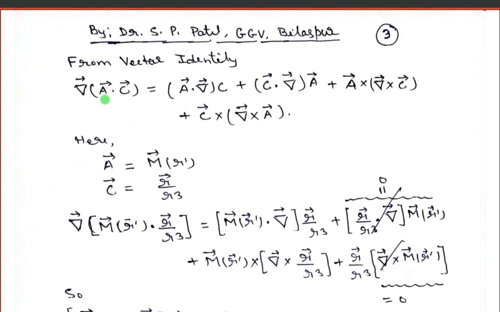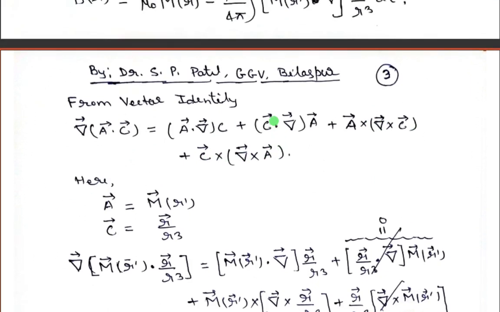we have two vectors, A dot c. A dot c means we have a scalar here, and if we take the gradient of this scalar, that is the gradient of a dot product of two vectors. So del of (A dot c) can be written as (A dot del) c, plus (c dot del) A, plus A cross (del cross c), plus c cross (del cross A). Okay, so this is the vector identity.